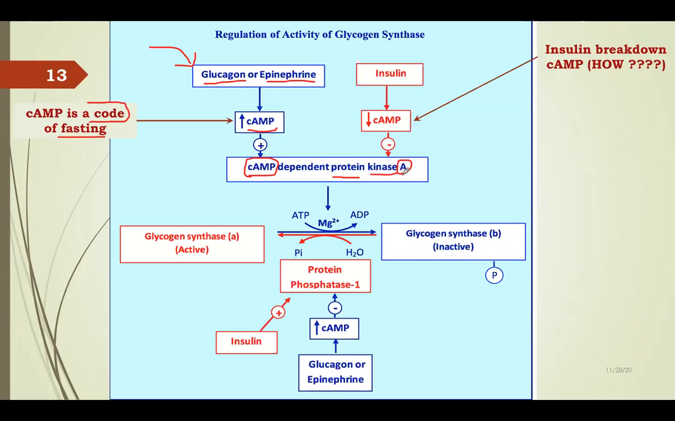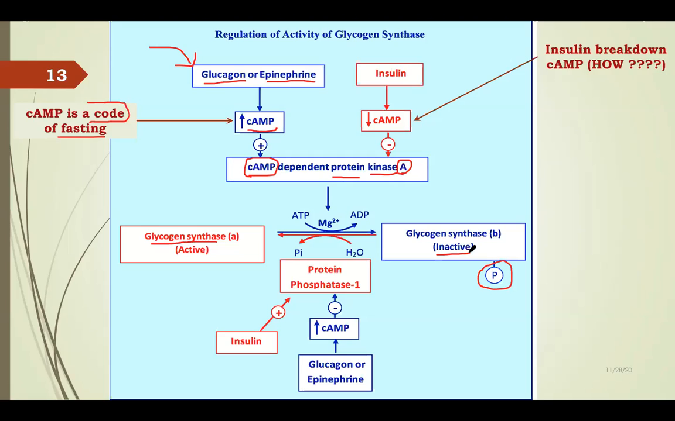Protein kinase A is an enzyme which binds phosphoric acid to glycogen synthase. So one enzyme affects another enzyme. What is the glycogen synthase? This is the key enzyme which is responsible for building, for synthesis of the glycogen. If I bind phosphoric acid to glycogen synthase, it will be inactive. Why? This is something strange.